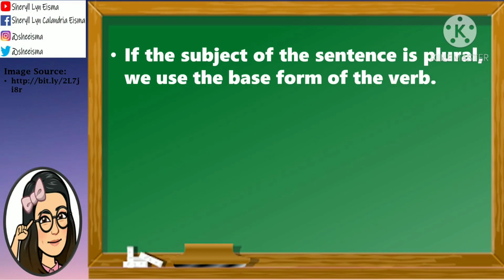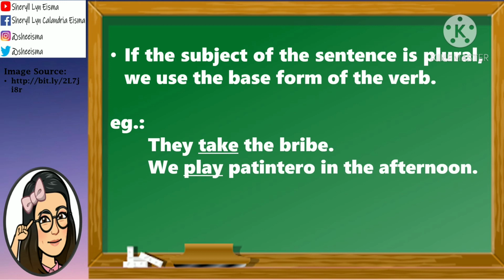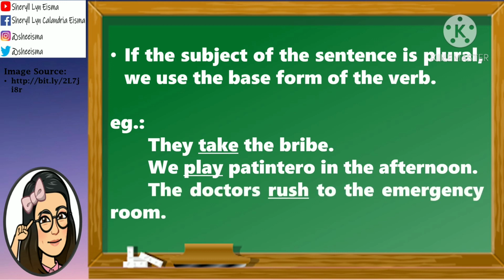The second rule is, if the subject of the sentence is plural, we use the base form of the verb, meaning we don't add anything to the base form of the verb. For example, they take the bribe. The subject here is the pronoun they, and it is plural. That is why we do not add any letter or word to the base form of the verb take. Another example, we play patintero in the afternoon. The doctors rush to the emergency room.